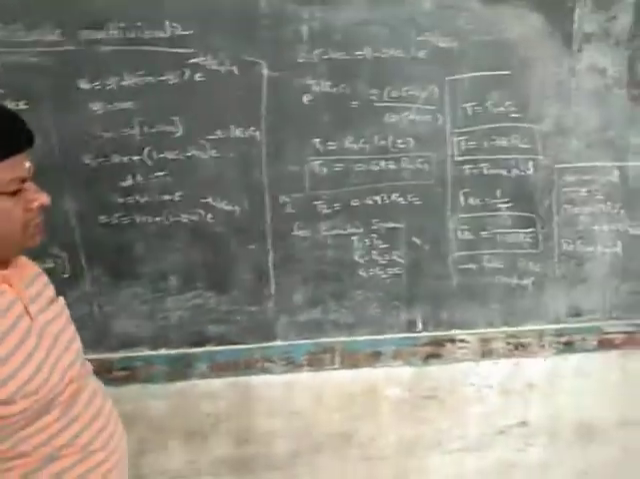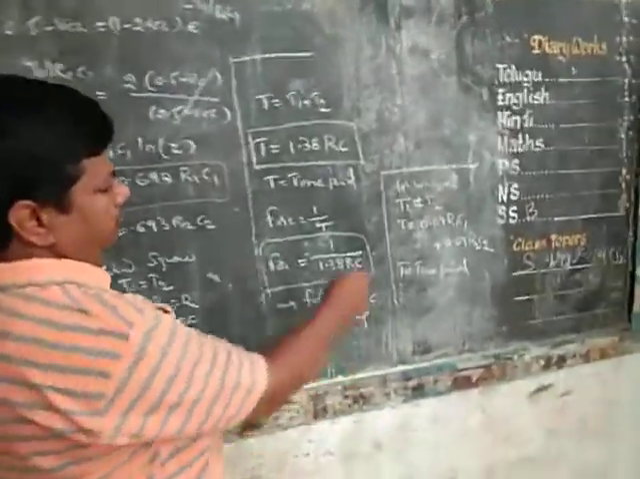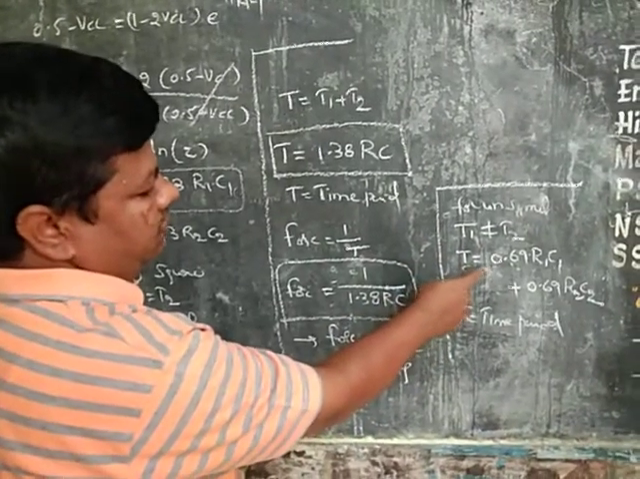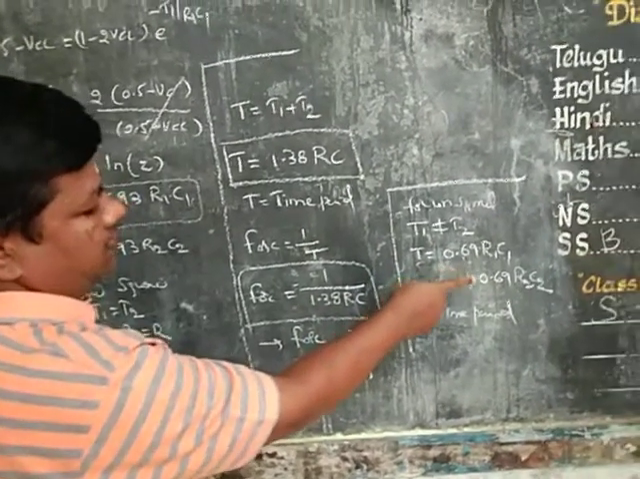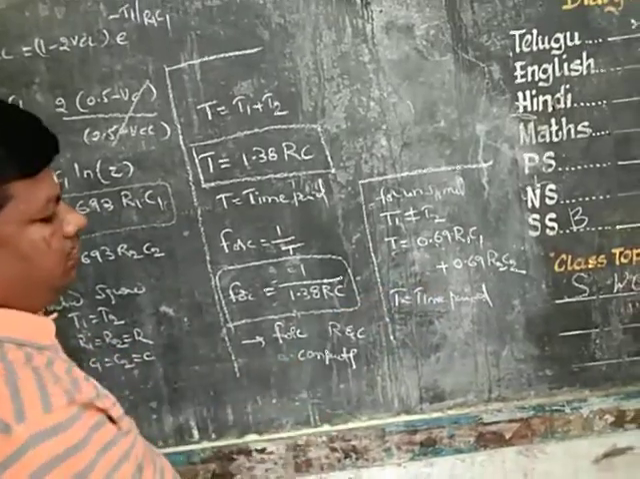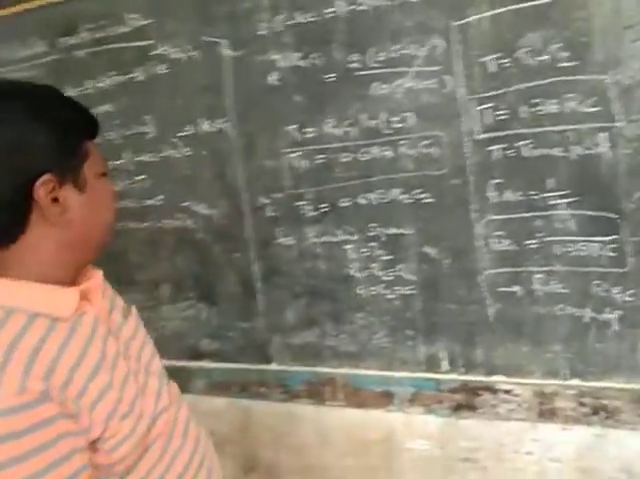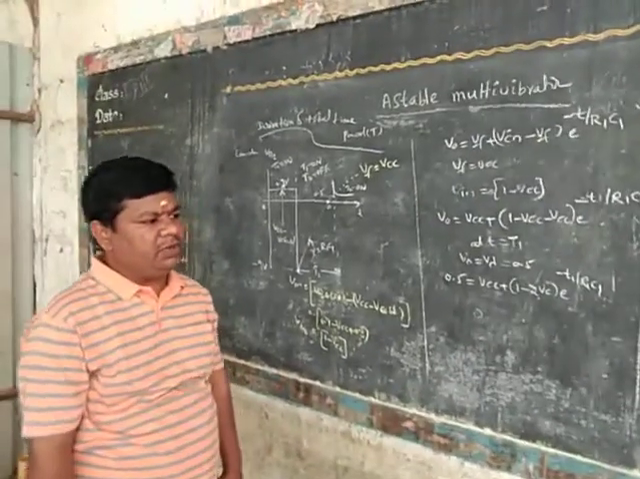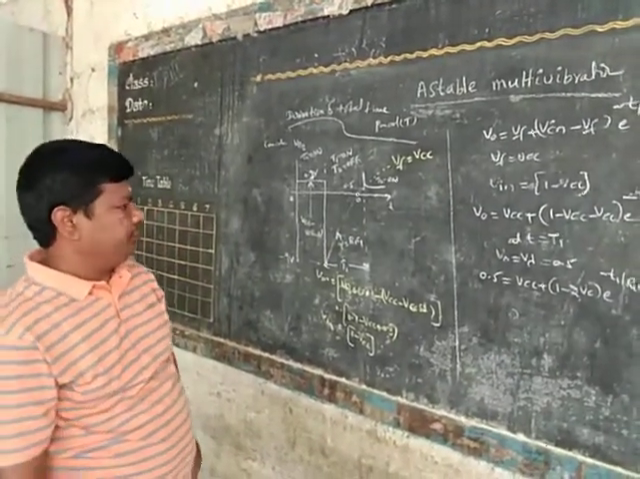For an unsymmetrical square wave, T1 not equal to T2, the time period is equal to 0.69 R1 C1 plus 0.69 R2 C2. So this is a simple derivation of the frequency of oscillations in an astable multivibrator circuit.